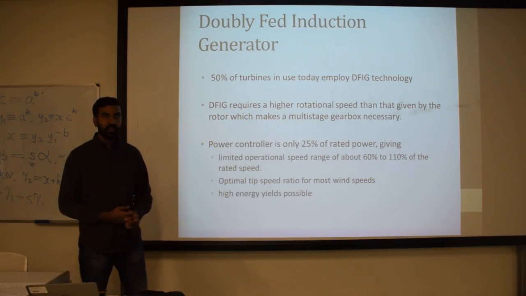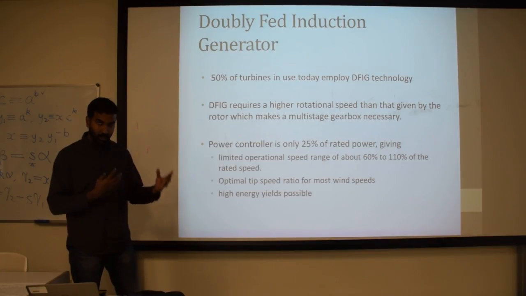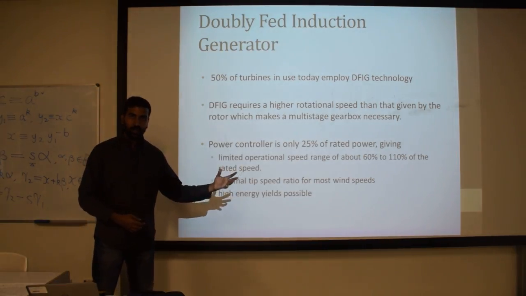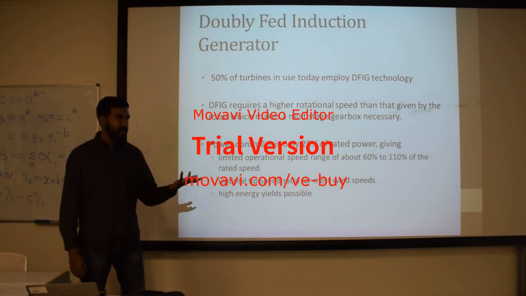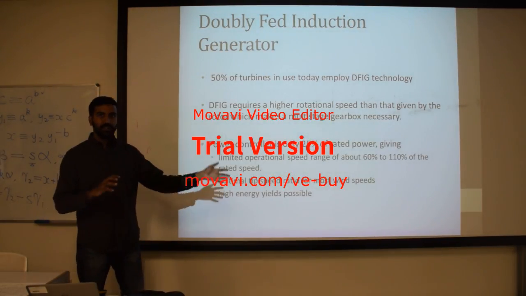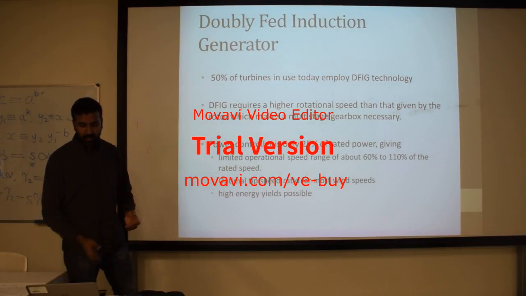This is due to the fact that the rotor spins slowly, but the generator needs a higher rate of rotation. Therefore, you need a gearbox to convert the slow rotation into the higher rotational speeds needed by the DFIG.